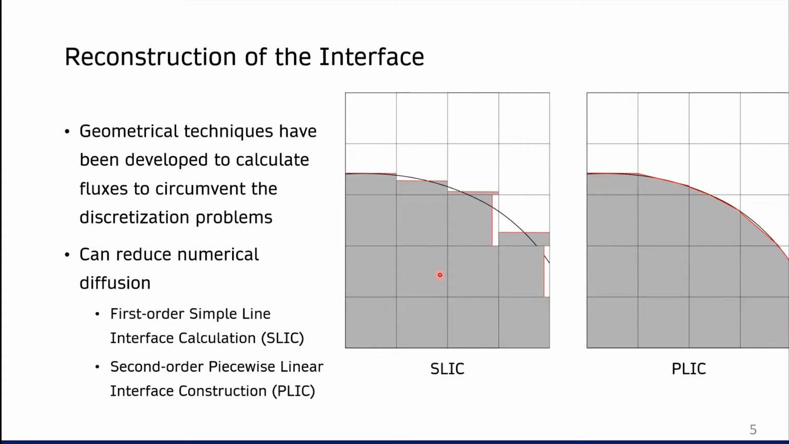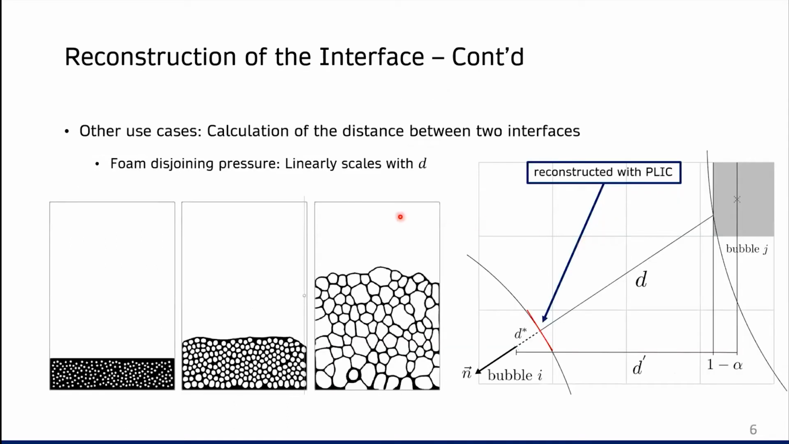So how does this circumvent the discretization problem? When you have a very accurate reconstruction of the interface, this process is called reconstruction. You can calculate the fluxes between different cells, and based on those fluxes, you can actually calculate the convection term instead of using a high order method, for example. And there are also other use cases for the reconstruction.